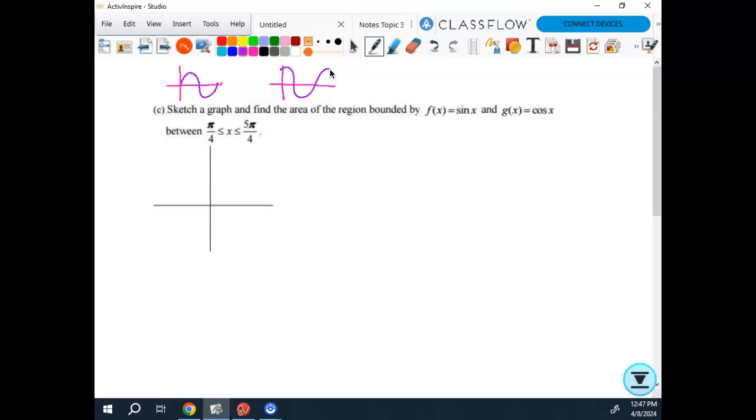What is the period for sine or cosine? To make one little squiggly like this, I'm going from 0 to where? 2 pi. Very good. What is my maximum here? 1. And my minimum is -1. Okay? That's what's happening there.